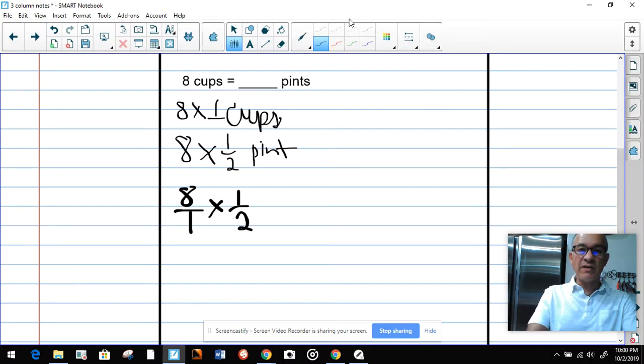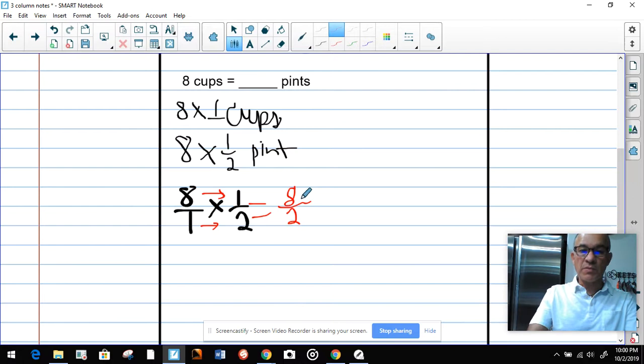And so when we have a fraction times a fraction, all we have to do is multiply across: numerator times numerator and denominator times denominator. When you have that solved, then the answer is going to be simple. 8 times 1 equals 8. And the denominator is 1 times 2 equals 2.